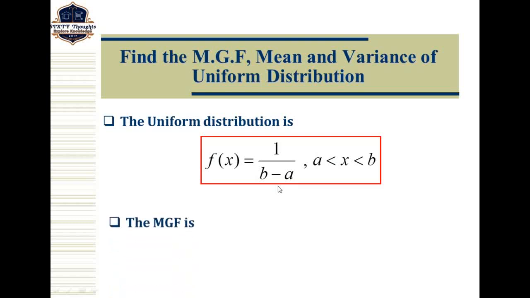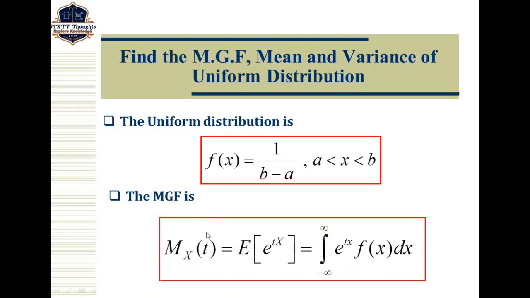And we also recollect the moment generating function of a continuous random variable capital X: Mx of t equal to the expected value of e power tx, that is equal to the integral from minus infinity to plus infinity of e power tx into f of x dx. So using the moment generating function formula along with the uniform distribution, we are going to find the moment generating function, mean and variance of the uniform distribution.